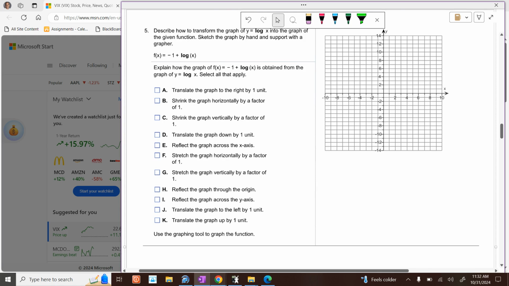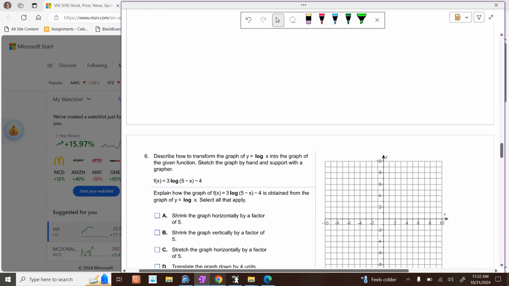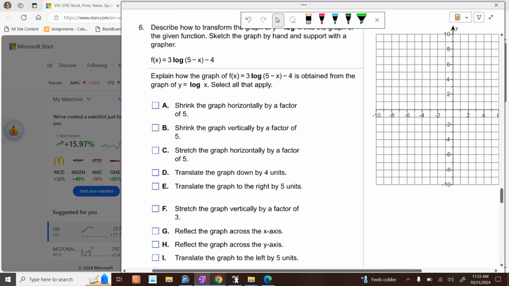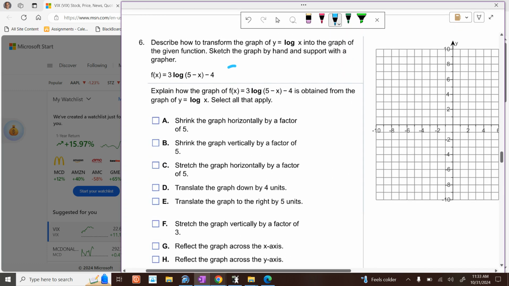All right, this one, much easier. What's the only thing we do here? Move it down by 1. Take the log and move it down by 1. This one, woo, lots going on. So this would be rewritten as 3 log of -1 times x minus 5, minus 4.